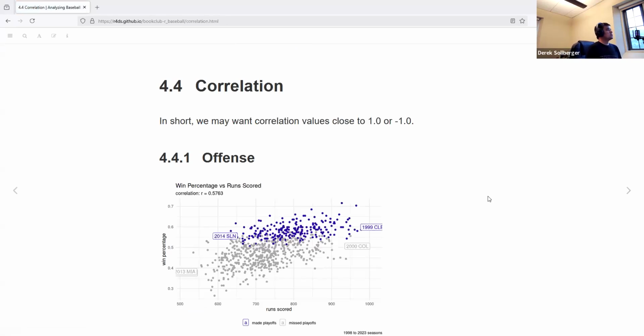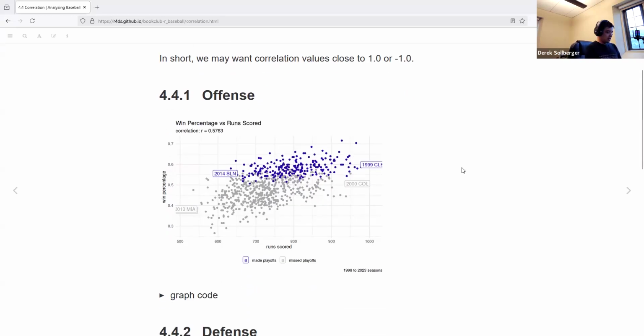With a slight departure from the textbook, I wanted to focus a little bit on correlation. A really quick review of correlation: long story short, we want to see correlation values that are close to 1.0 or maybe negative 1.0.